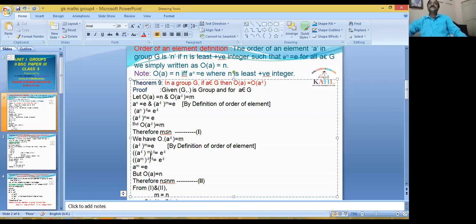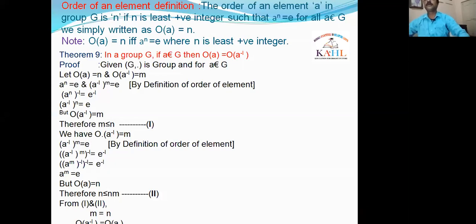Now I am taking inverse on both sides for this one. That is (A inverse)^m whole inverse is equal to E inverse. I am interchanging the m and minus 1, that means (a^m)^(-1) whole power minus 1, and the E inverse is as it is. Here E inverse is E inverse, we can write it as E, no problem.